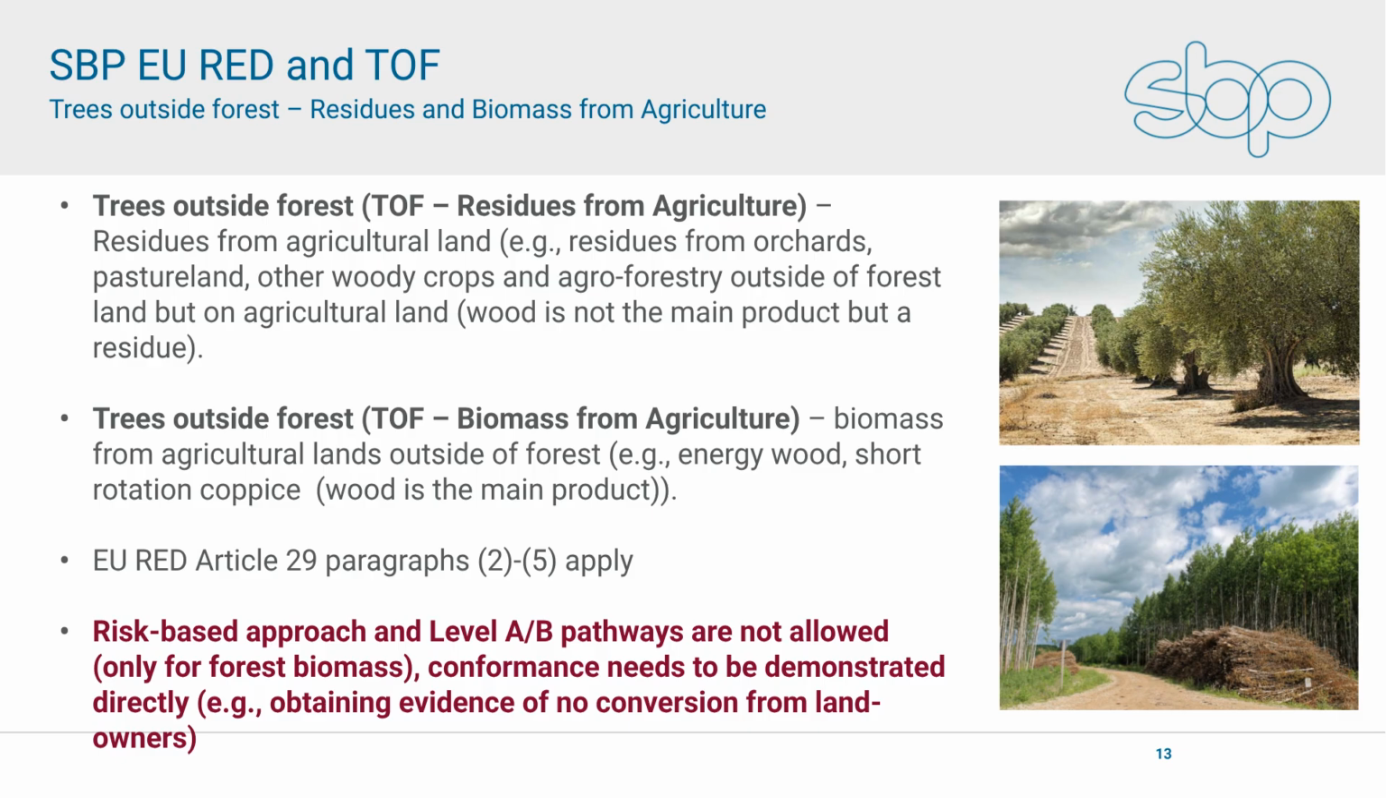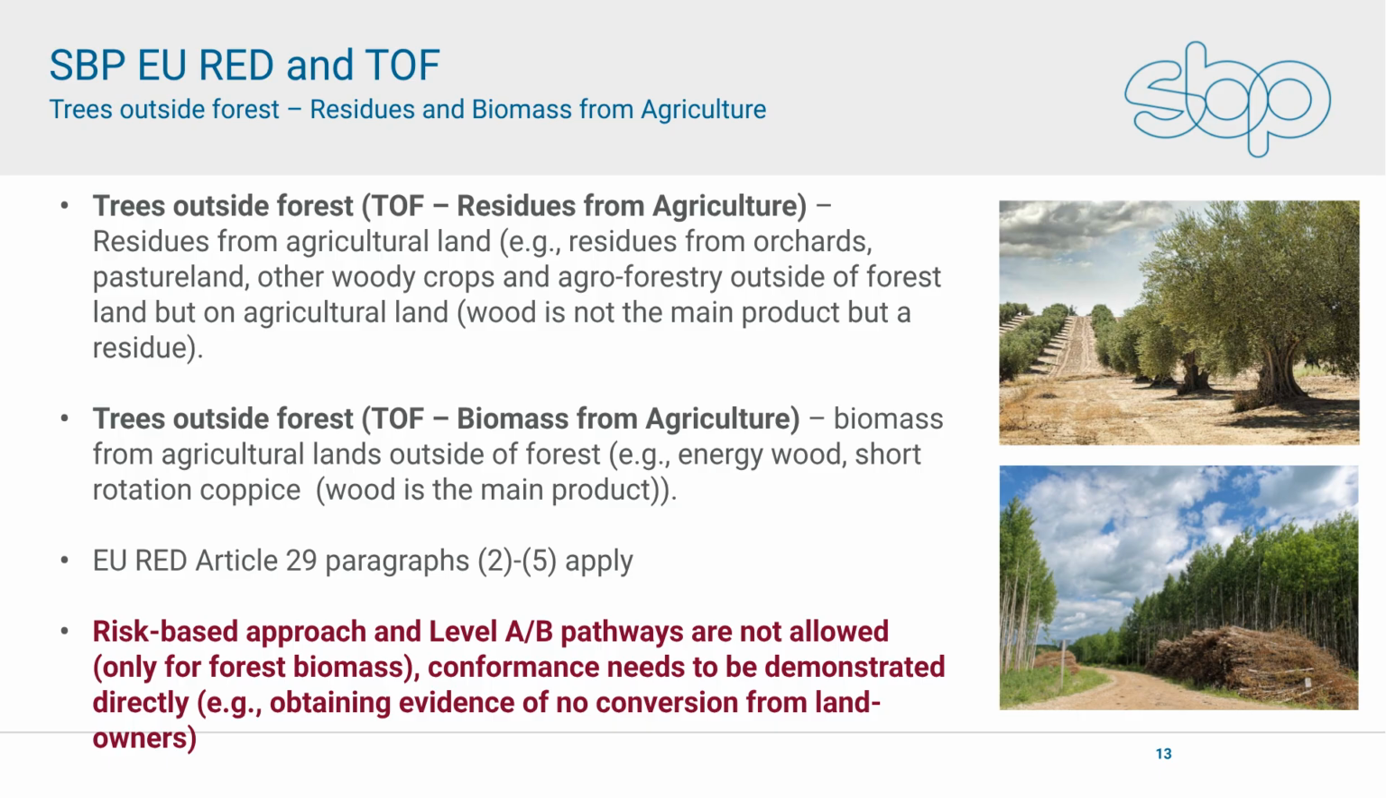The second TOF category concerns agricultural land. This includes TOF residues from agriculture, such as residues from orchards, pastureland, other woody crops, and agroforestry, where wood is a residue, and TOF biomass from agriculture, where wood is the main product, for example, energy wood or short rotation coppice. For both of these categories, EU RED agricultural biomass sustainability criteria in Article 29, paragraphs 2 to 5 apply. In other words, they are treated as agricultural biomass under RED. Very importantly, risk-based approaches and Level A or Level B pathways are not allowed for these TOF categories.